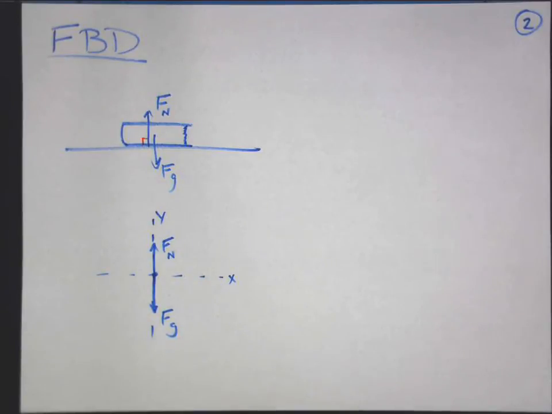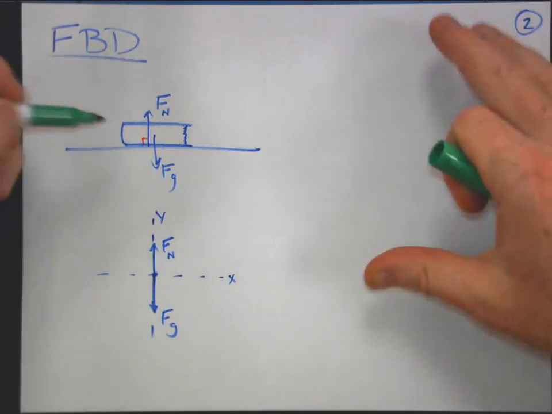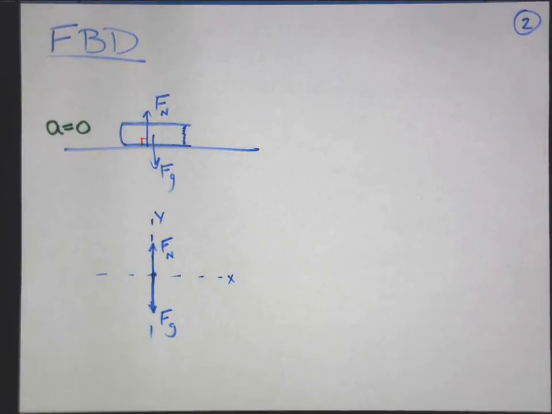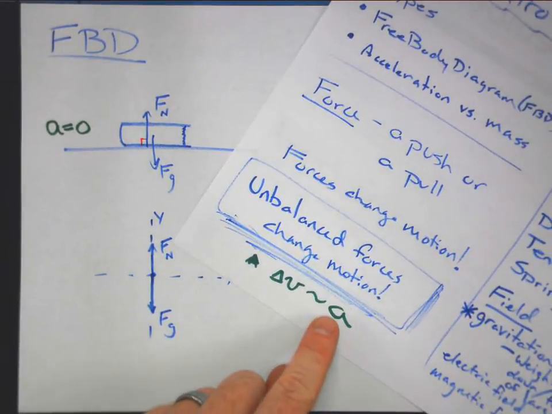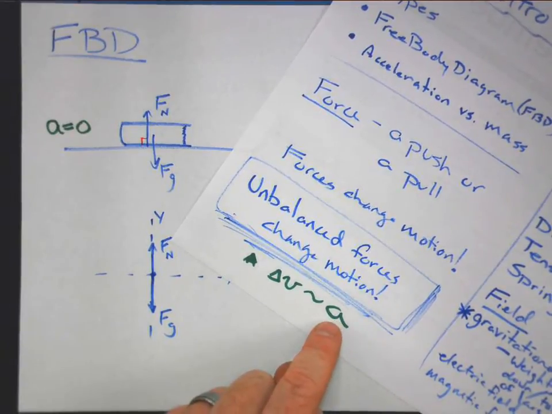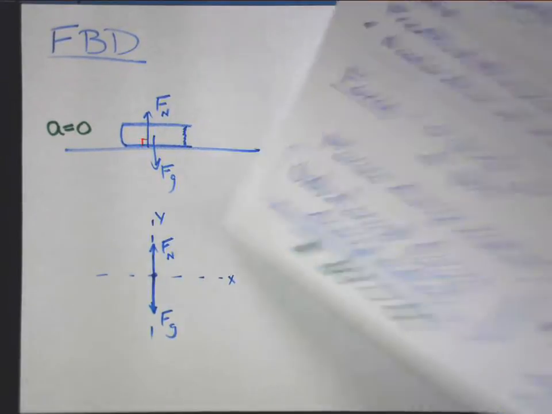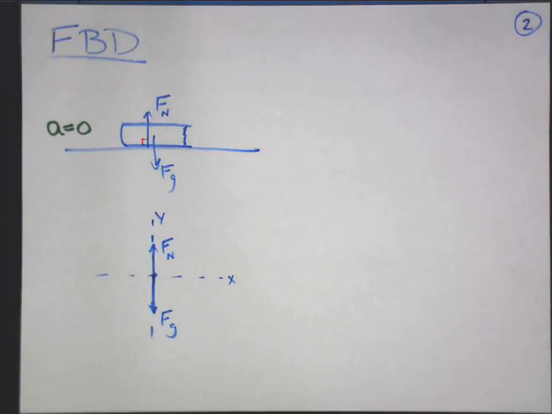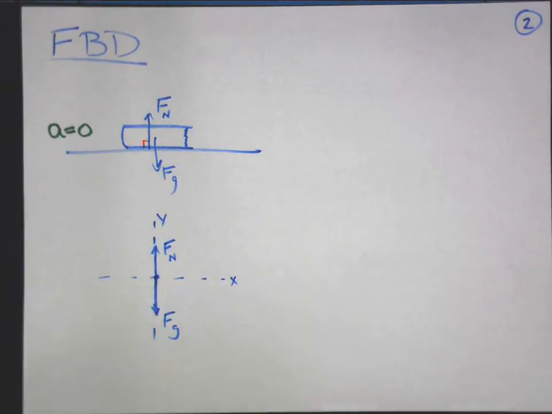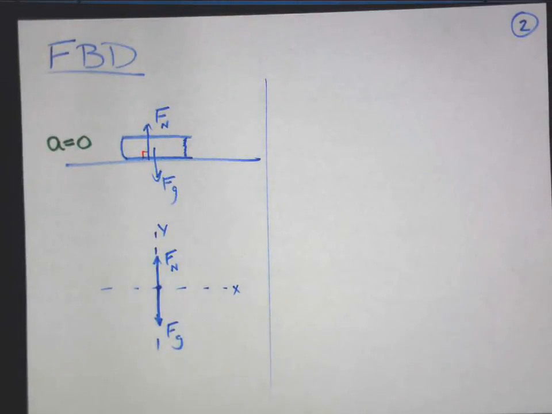Mr. Woods, it's obvious. This book has no acceleration. And you told me just a few minutes ago that if I observe no acceleration, then I have balanced forces. If I do see an acceleration, then I must have unbalanced forces. Okay, so you observe no acceleration, therefore forces are balanced, and that means I have to draw them equally. Yes, good job. Let's look at one more example here of a free body diagram.